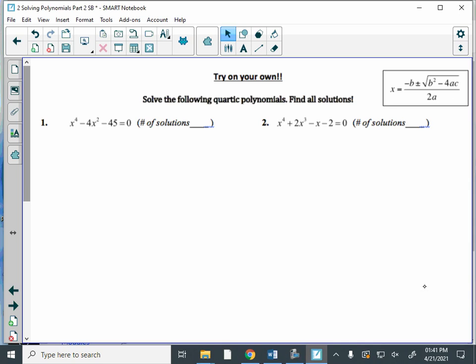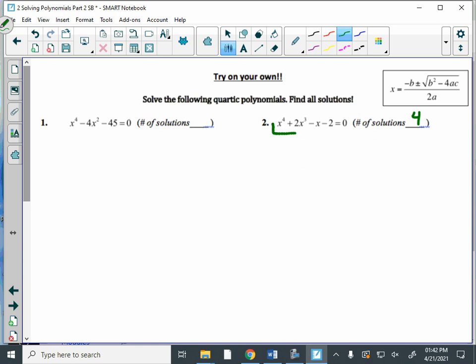We take a look at number 2. Again, this is a quartic. The highest exponent is 4, so that means it's going to have 4 solutions. The degree is 4. Number of solutions is 4. There's 4 terms. So just like a quadratic, or any polynomial, when you have 4 terms, you're going to use grouping.